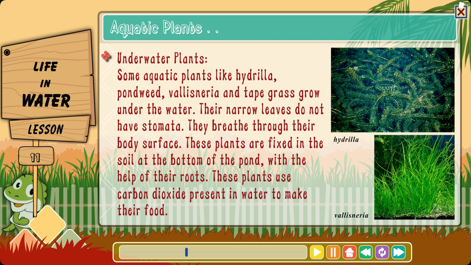Underwater plants. Some aquatic plants like hydrilla, pondweed, vallisneria, and tape grass grow under the water. Their narrow leaves do not have stomata. They breathe through their body surface. These plants are fixed in the soil at the bottom of the pond with the help of their roots. These plants use carbon dioxide present in water to make their food.